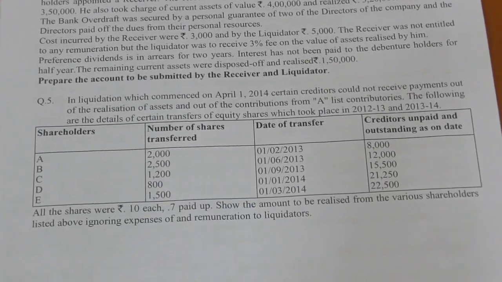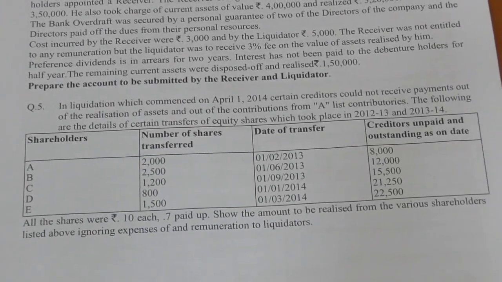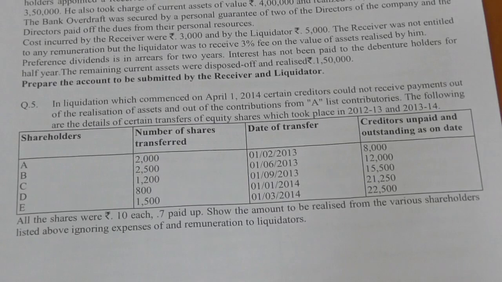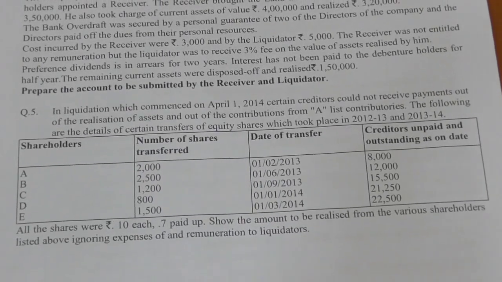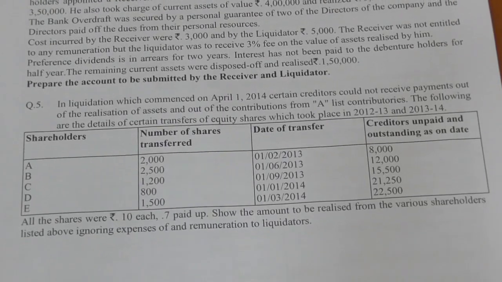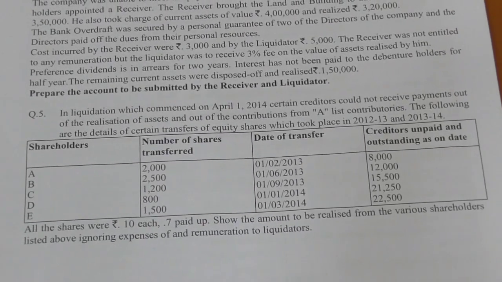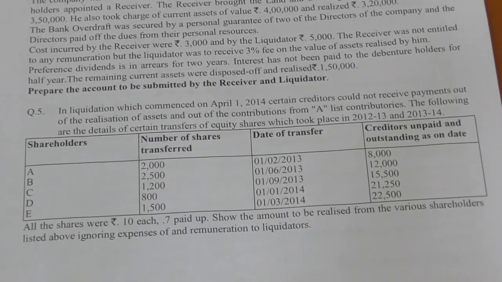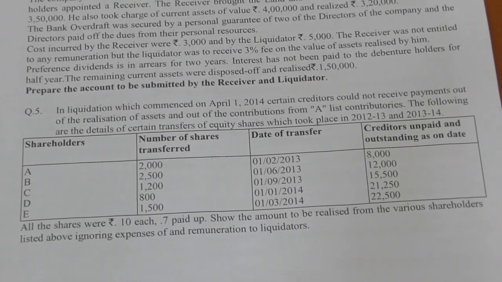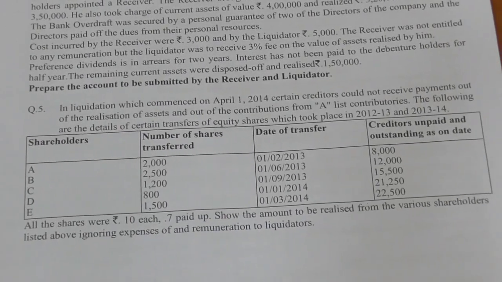We are solving the revisionary question of liquidation, that is question number 5 of B list contributors. So let's read the question along with us. In liquidation which commenced on 1st April 2014, certain creditors could not receive payments out of the realization of assets and out of the contribution from B list contributors.